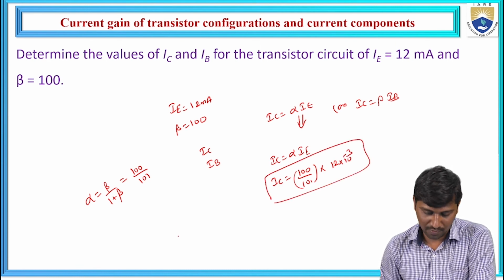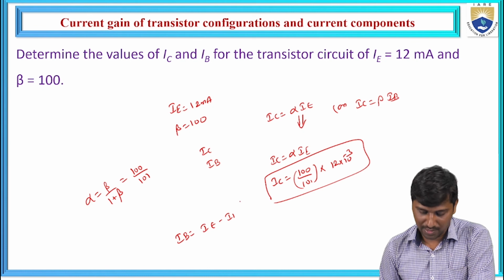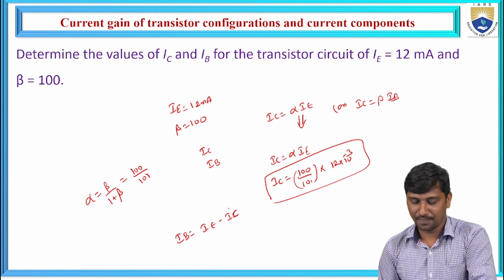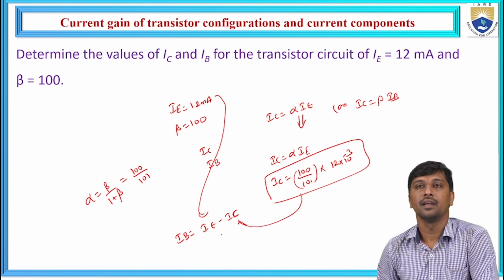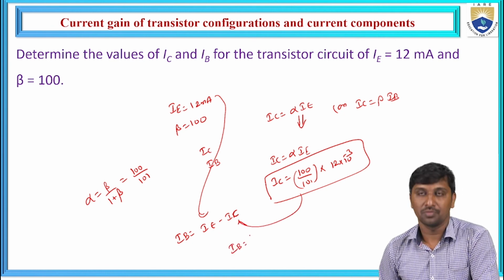After this, we can find the base current by using the difference between the emitter current and the collector current. The emitter current is 12 milliamperes. Substitute this IC, then we observe the new base current.